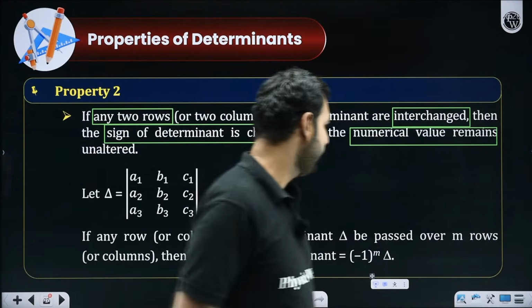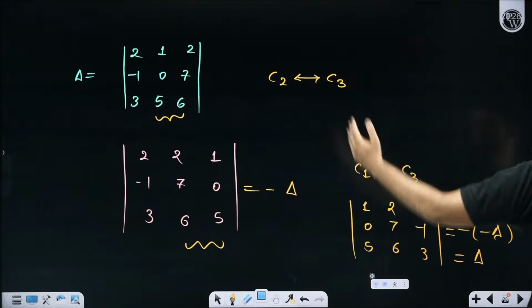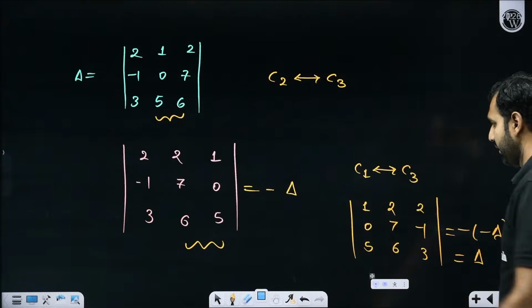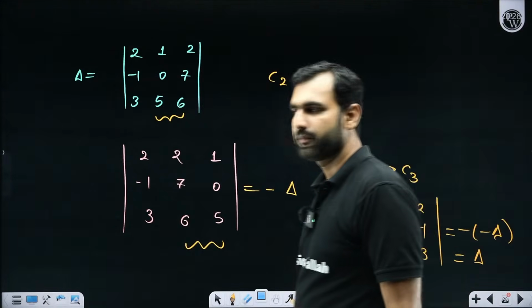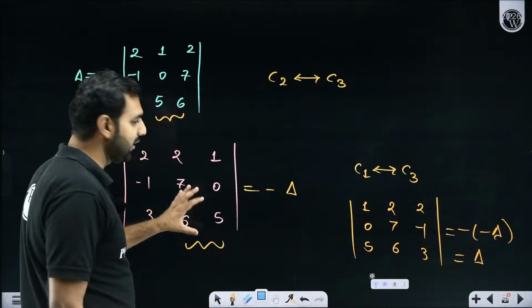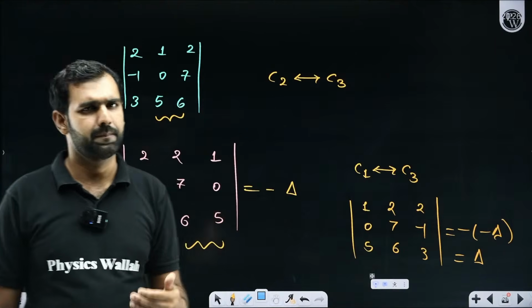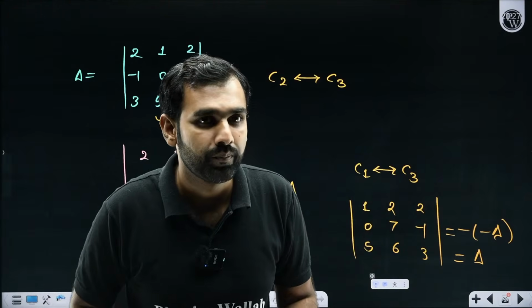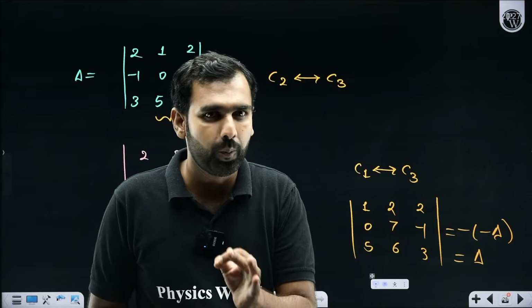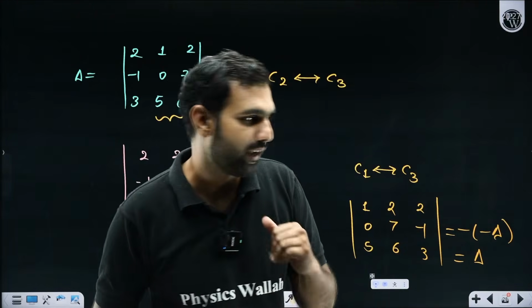Everybody, I performed this column interchange twice, 2 times, an even number of times. I got positive delta. But if I'm performing it only 1 time, an odd number of times, I'm getting negative delta. That is self-explanatory, I think. The second property of determinants, I hope, is very well understood by everyone. Shall I move ahead from here?